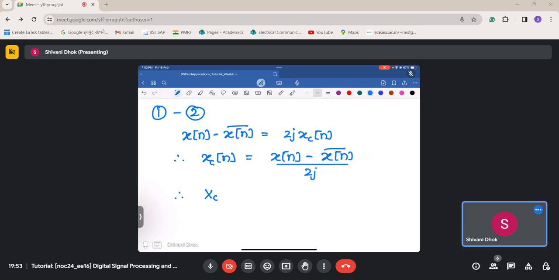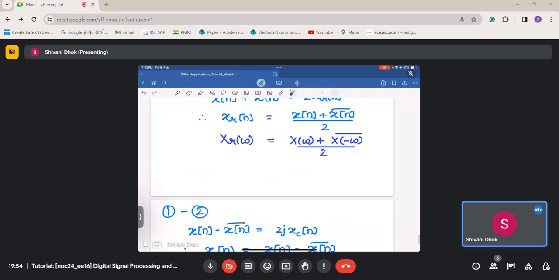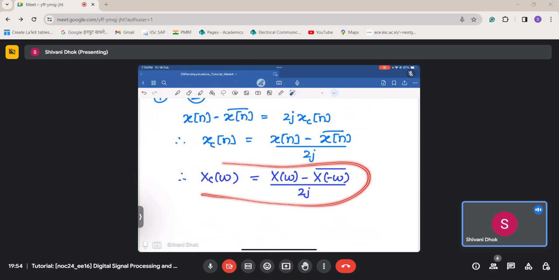Therefore Xc(ω) is equal to the Fourier transform of x[n], which is X(ω), minus the Fourier transform of x conjugate of n, which is X of minus ω conjugate, divided by 2j. So this was the DTFT of xr[n], and this thing here is the DTFT of xc[n]. This is what we wanted to find out. Any questions?